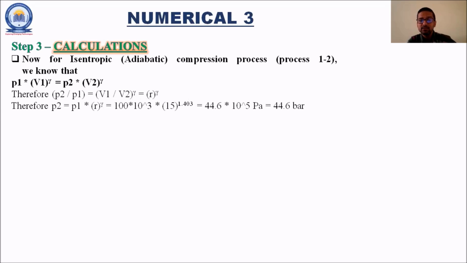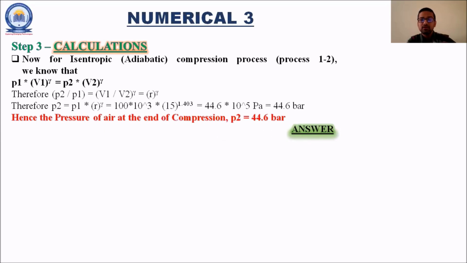So calculating the value of P2, I am getting the answer, that is 44.6 into 10 raised to power 5 Pascal. So that can be converted into bar. Hence the pressure of the air at the end of compression, that is P2, is equal to 44.6 bar. These two parameters are very easy to calculate.